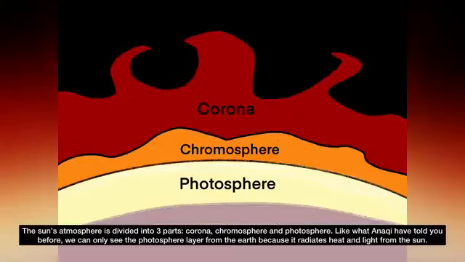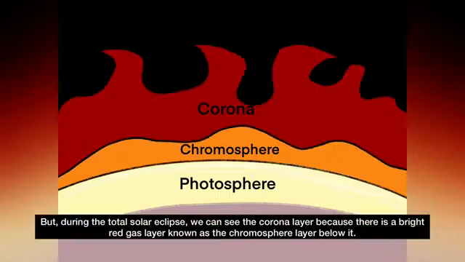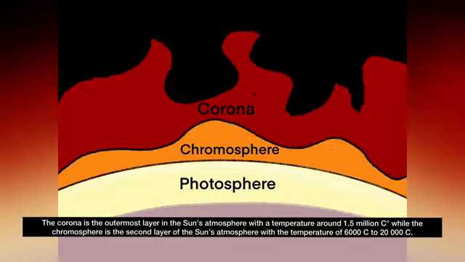The sun's atmosphere is divided into three parts: corona, chromosphere, and photosphere. Like what Anaki told you before, we can only see the photosphere layer from the Earth because it radiates heat and light from the sun. But during a total solar eclipse, we can see the corona layer because there is a bright red gas layer known as the chromosphere layer below it. The corona is the outermost layer in the sun's atmosphere with a temperature around 1.5 million Celsius, while the chromosphere is the second layer of the sun's atmosphere with a temperature of 6,000 Celsius to 20,000 Celsius.